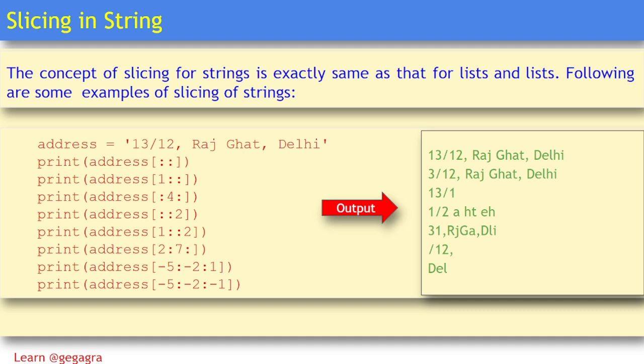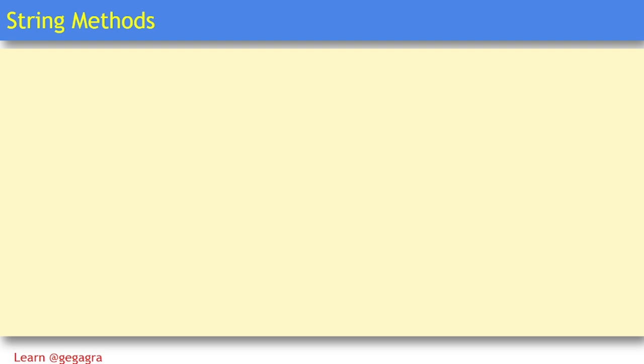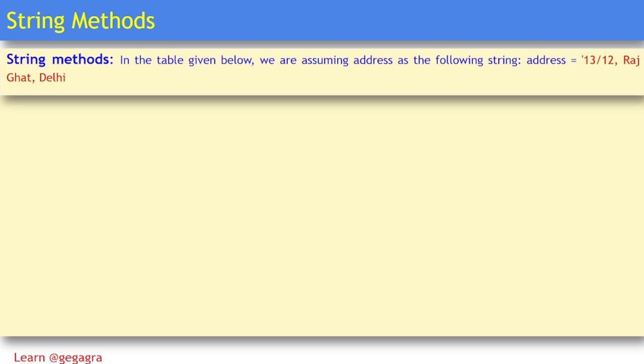Now discussing the index function. So here in this table we'll discuss the index function on the string, that is 13 by 12 Rajghat, Delhi. Let's see.